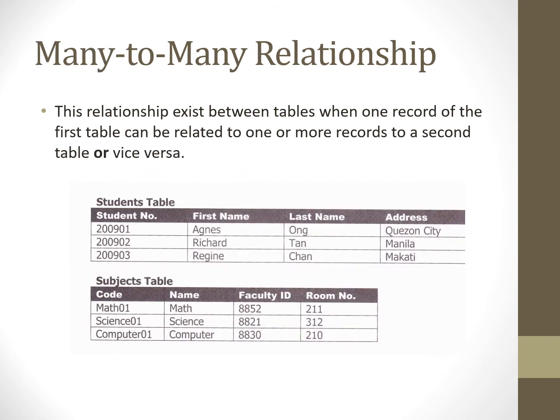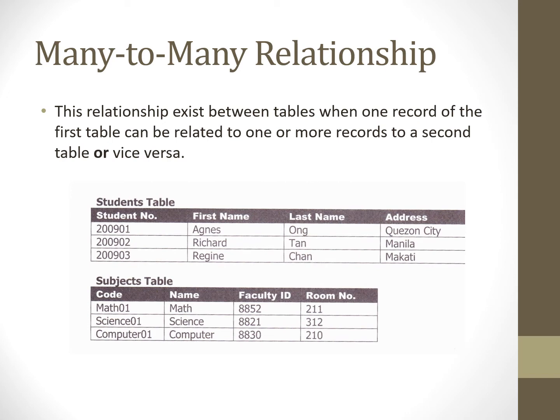Now, there's also what we call the many-to-many relationship. This relationship exists between tables when one record of the first table can be related to one or more records of a second table, or vice versa. So in this case, the relationship of the tables is vice versa.